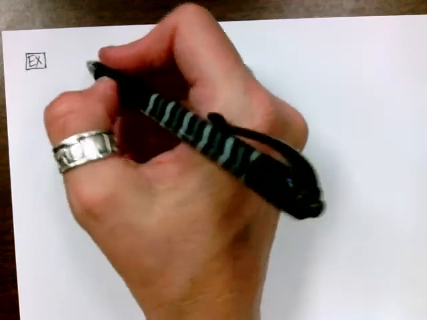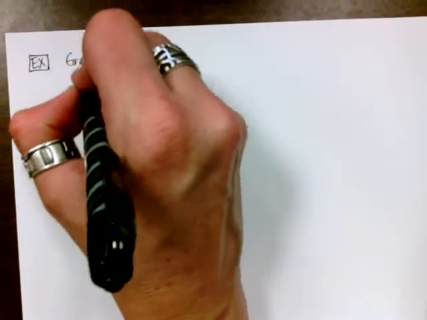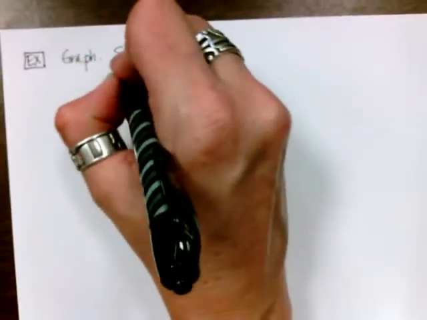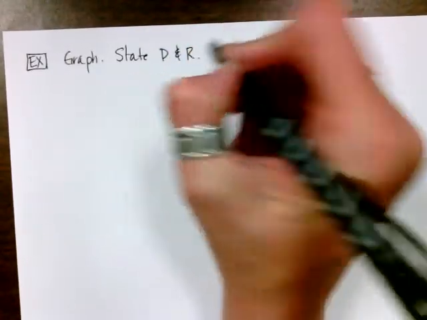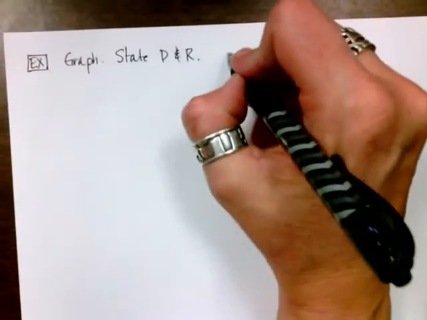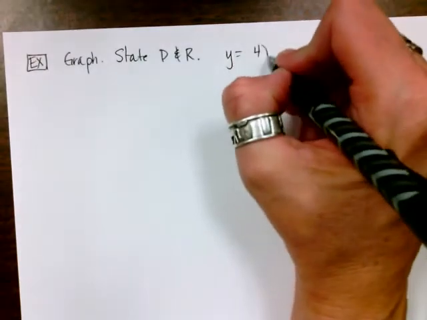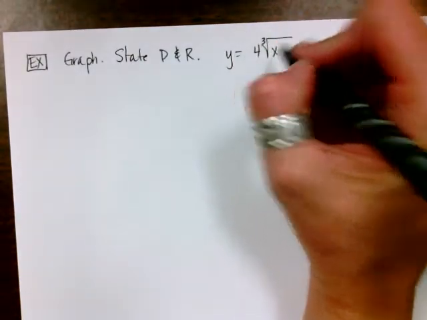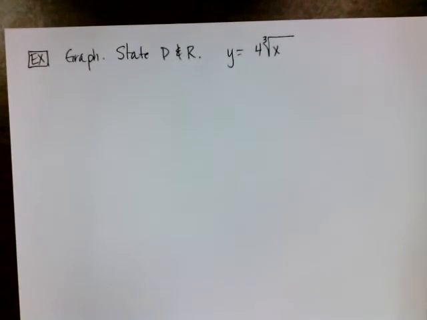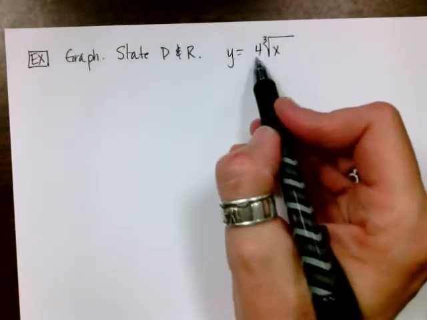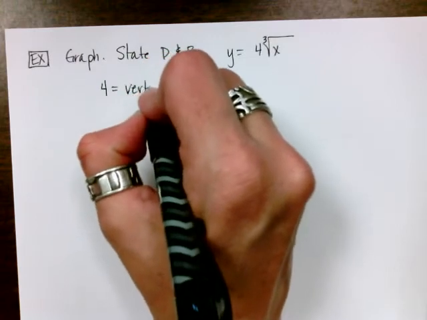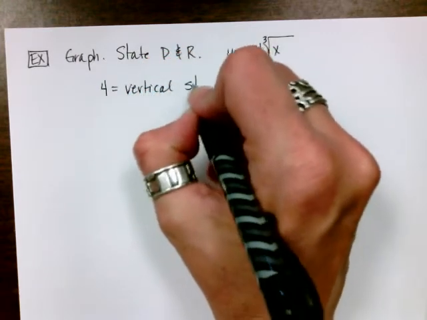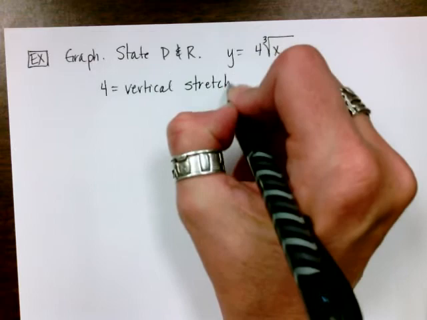And again, we're going to have the same directions. So we're going to graph, and then we're going to state the domain and the range. Okay? This one is going to be y is equal to 4 times the cube root of x. So again, the 4, the value out front, is a vertical stretch factor. So the 4 is a vertical stretch, which means that the graph is going to get taller.